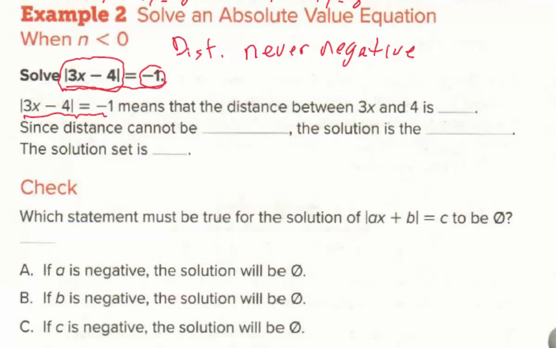So if we complete this, it says the absolute value of 3x minus 4 is equal to negative 1, means the distance between 3x and 4 is negative 1. Since distance cannot be negative, the solution is the empty set. So the solution set is this little circle with a line through it. It means empty set, or null set is another way you could call it, N-U-L-L.